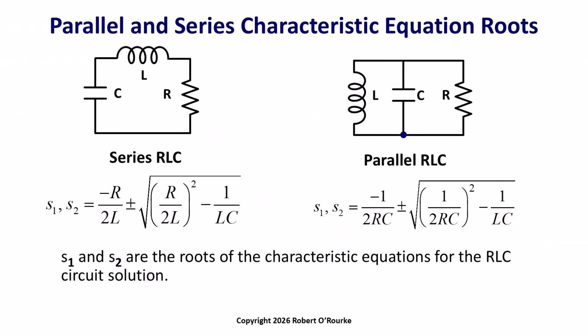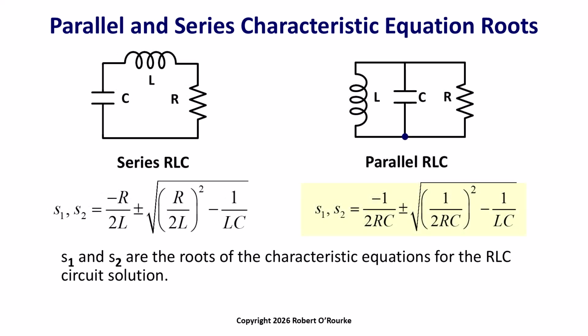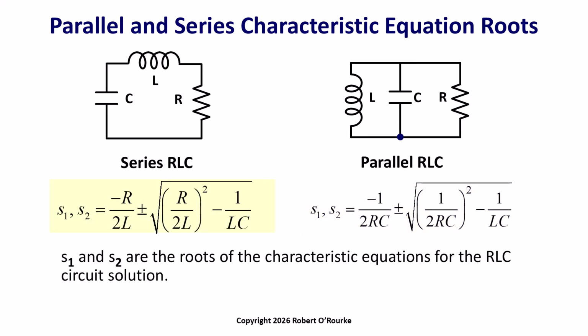Here we have the characteristic roots equations for both parallel and series RLC. Notice how the parallel RLC characteristic roots have resistance R in the denominator. More resistance means less damping. The series RLC characteristic roots have resistance in the numerators. More resistance means more damping.